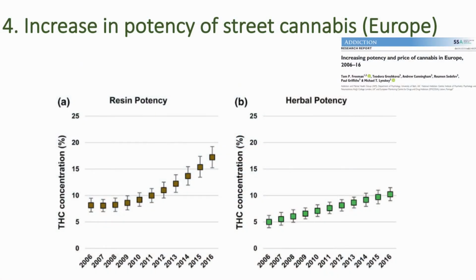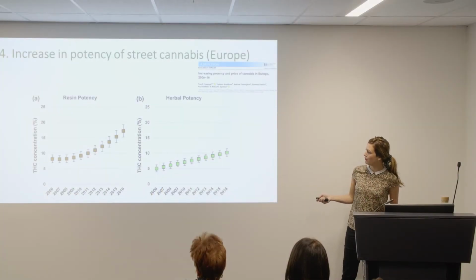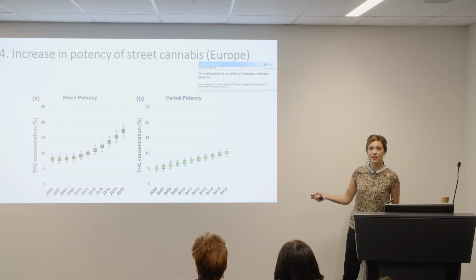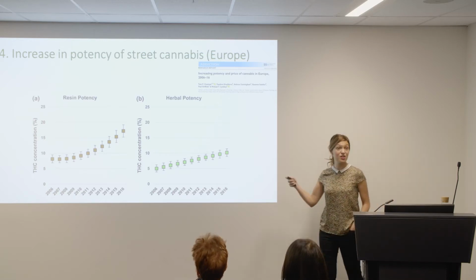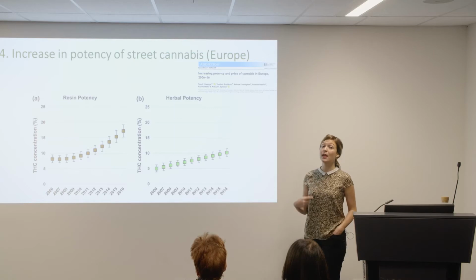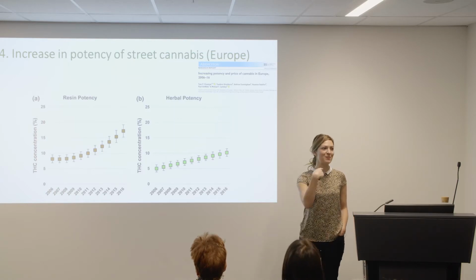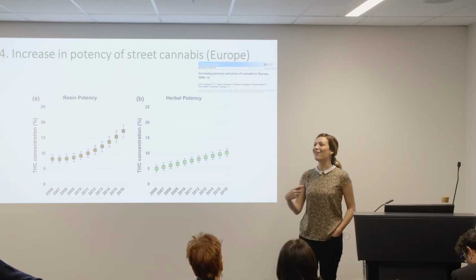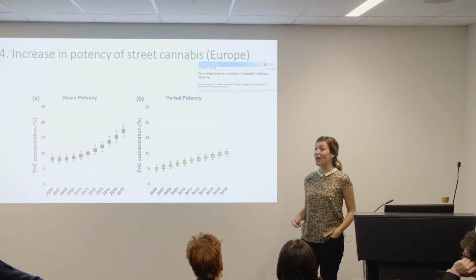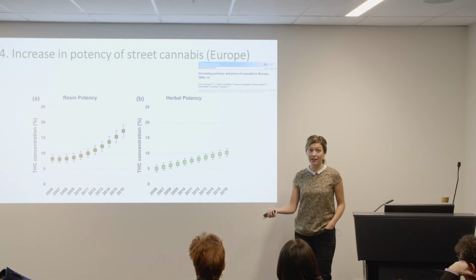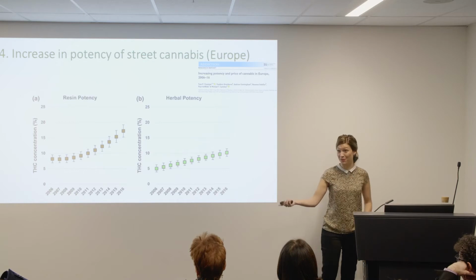measurements of cannabis potency. And what we can see here in Europe, there are some plots showing that there is a steady increase in the potency of cannabis products between 2006 and 2016. So again, this is showing trends towards increasing potency. And it's often because people who smoke cannabis regularly, they're actually after cannabis products that are quite potent and that can give them the high. Often that's exactly what people are looking for.